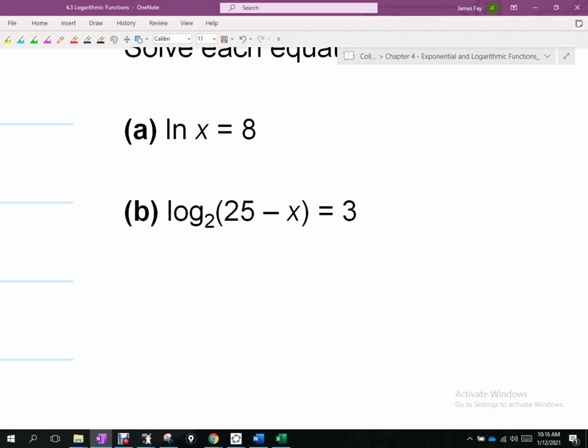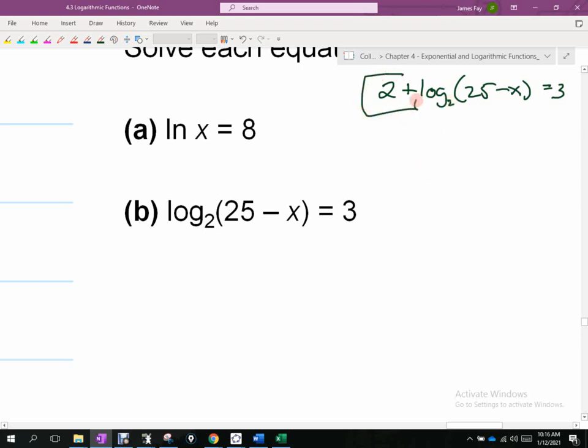So here, if I'm going to use inverses, I need to isolate my term. That's already done here, but if I had something like 2 plus log of 25 minus x equals 3, I would need to move that 2 over before I did anything. Does that make sense? Okay.